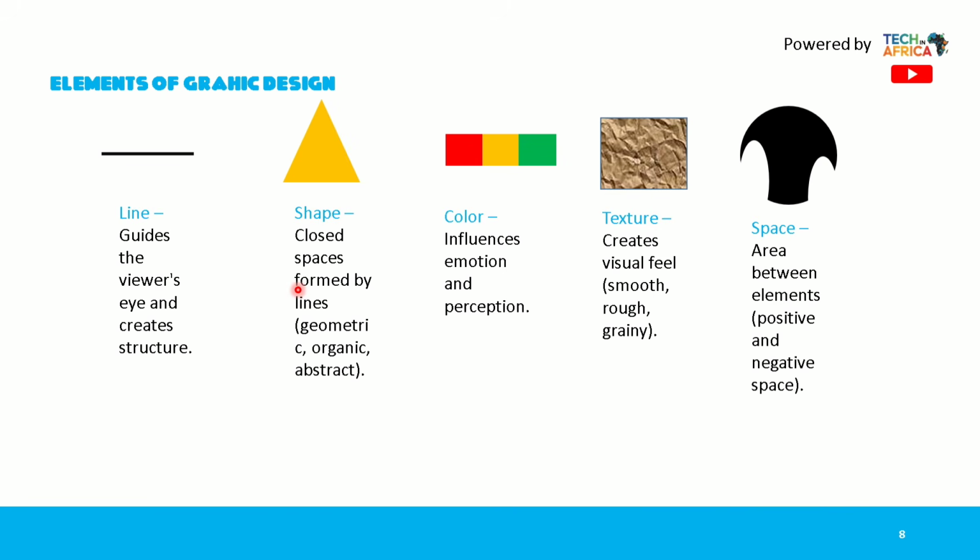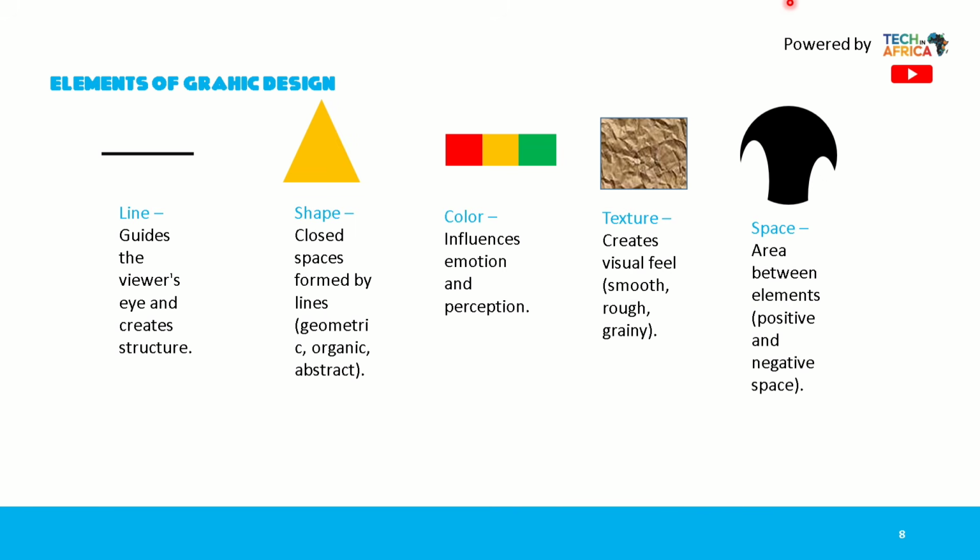The third element is color. Color is one major component of graphic design. Color influences what you see, how you see things, how you feel about things, and how you react to things. Red can mean danger, vibrance, energy, and more.